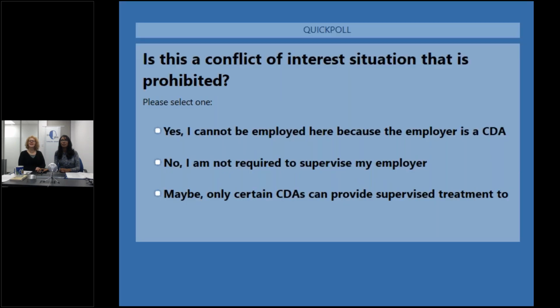I'm going to open up the poll for you, and you should see the options, which are: one, yes, I cannot be employed here because the employer is a CDA who is a professional I will supervise. Two, no, I am not required to supervise my employer. Or three, maybe, only certain CDAs can provide supervised treatment to children. And I'm going to leave it for a moment while you vote.